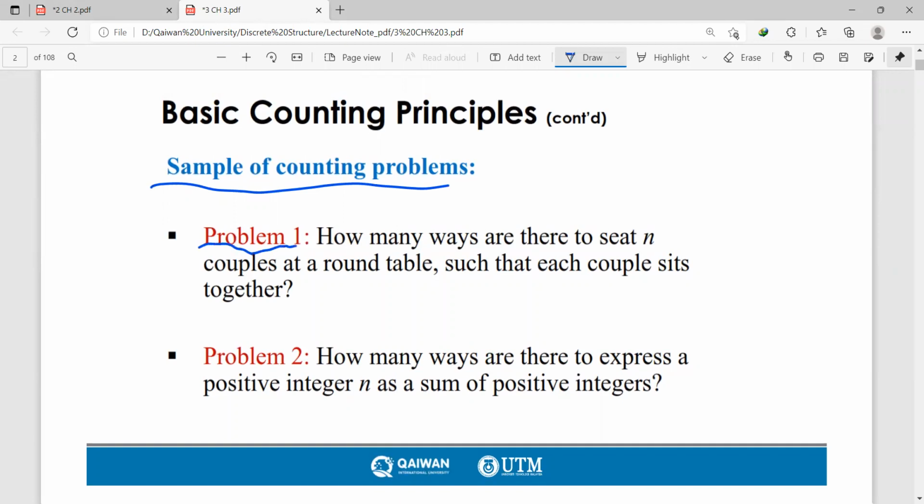Problem 1 says, how many ways are there to seat n couples at a round table such that each couple sits together? We have a round table and n couples. How can we seat them around the table such that each couple sits beside each other? This is about finding the number of ways of arranging the couples around the table.